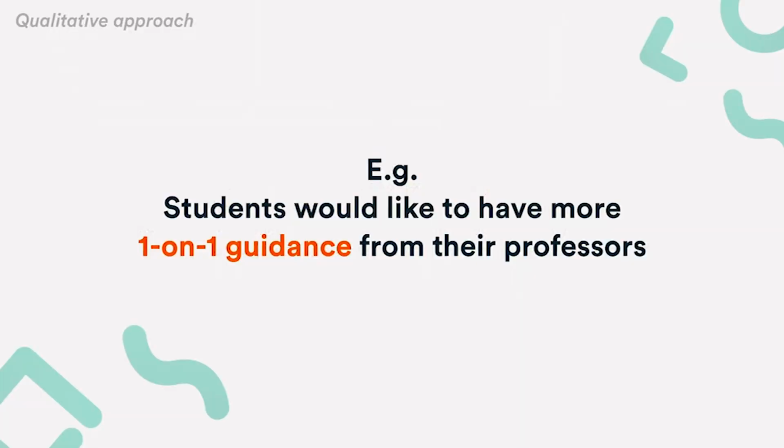But if I'm taking the qualitative approach, then I can conduct interviews with 20 students and can ask them open-ended questions like, how satisfied are you with your studies, or what can be done to improve the study program. Then we will transcribe those interviews and will look out for the patterns and various recurrent themes. For example, something like students would like to have more one-on-one guidance from their professors.